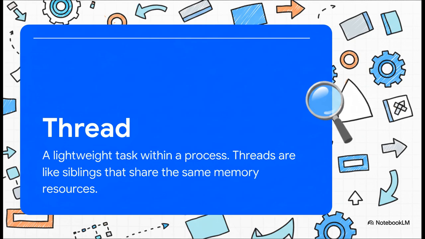Now, inside each of those processes, you can have even smaller units of work called threads. So stick with the browser example. One thread might be loading a new web page, while another is playing a YouTube video on a different tab. And because these threads are all part of the same parent process, the browser, they can all share the same memory. This lets them work together super efficiently.